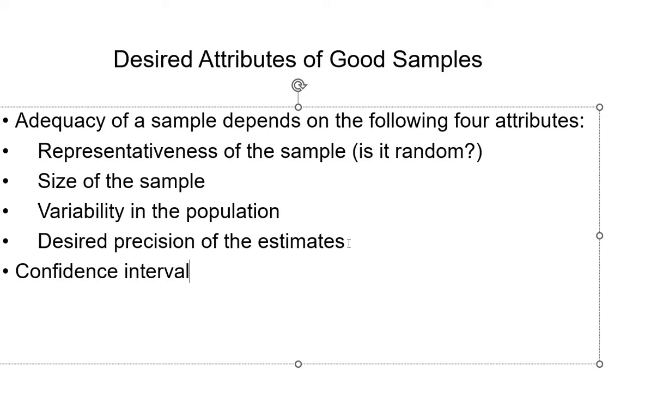And once we are able to achieve these things and we are clear on them, then the sample size that we use can be deemed a good sample size for our social science research.